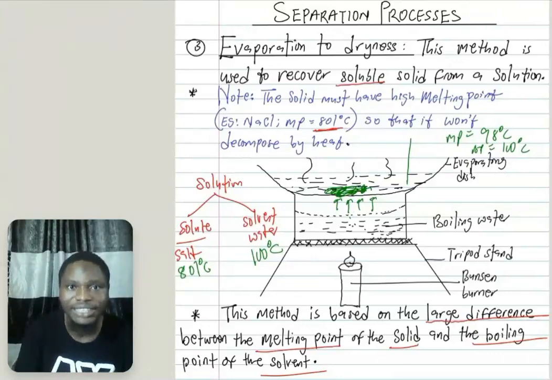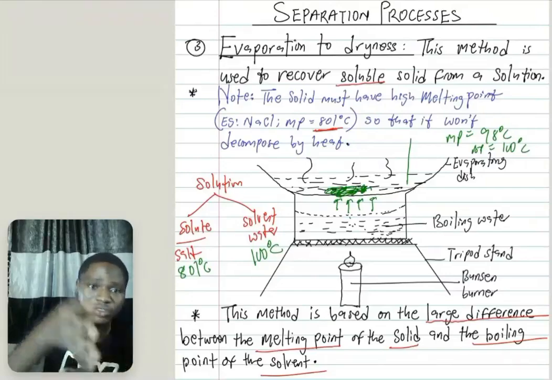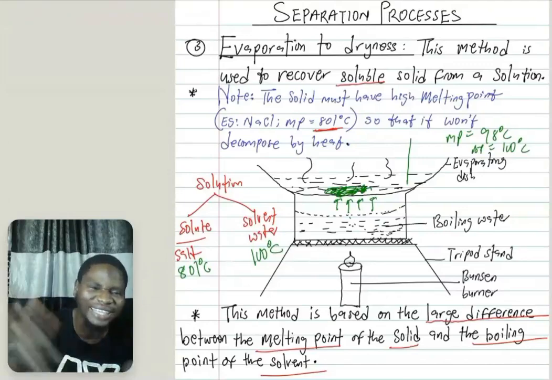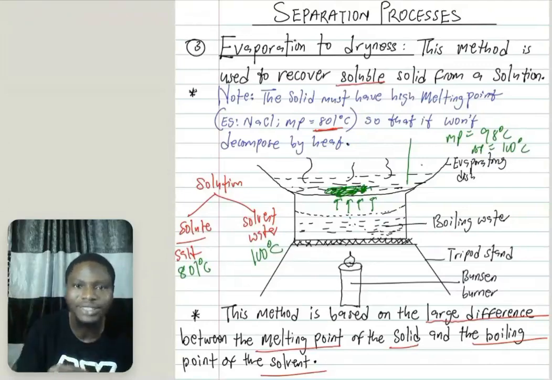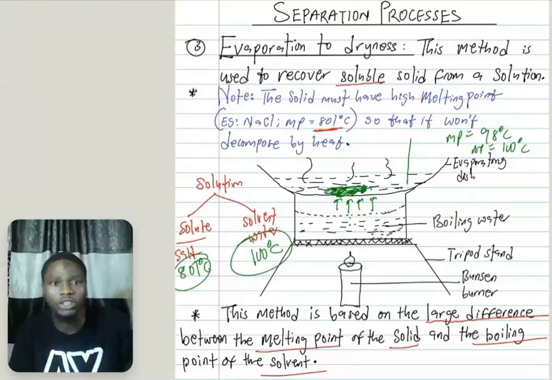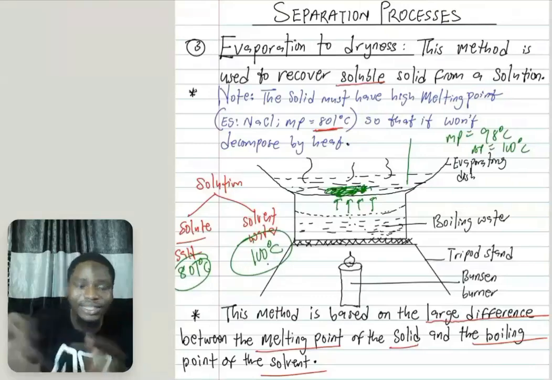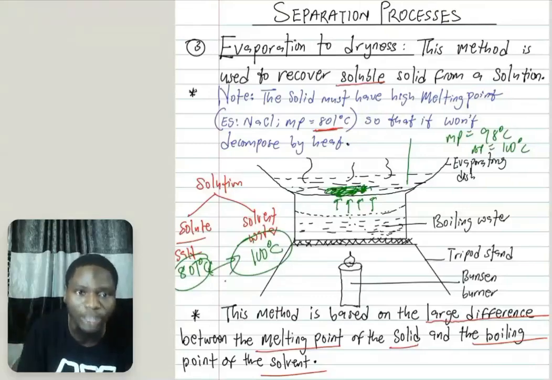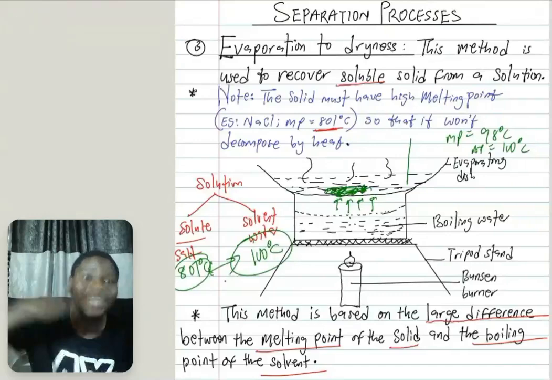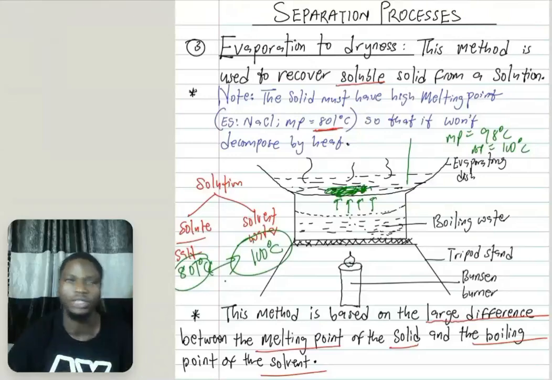Are you there? That is, there must be a large difference. Also, the melting point of this solute must be higher than the boiling point of the water. The reason for this is so that the water will leave first. Look at 100 degrees Celsius. Remember, if you count one to three, 100 will be reached before 801, exactly. That is, there must be a large difference between these two numbers so that the water can leave first and the salt will be left behind. That's all. Okay, so that's that for that.